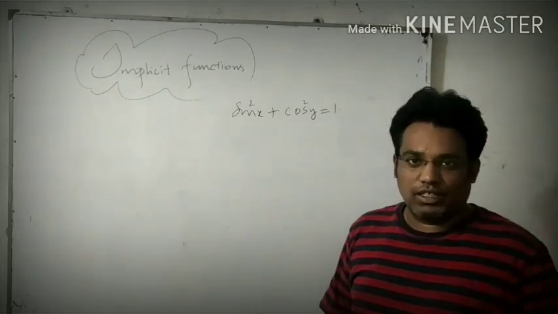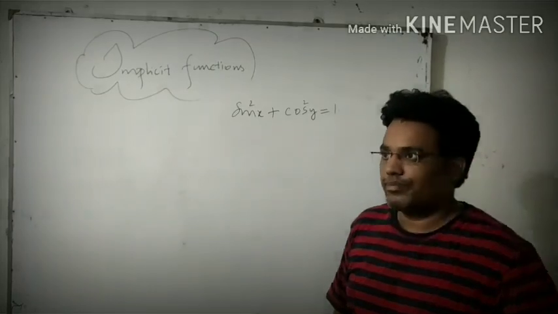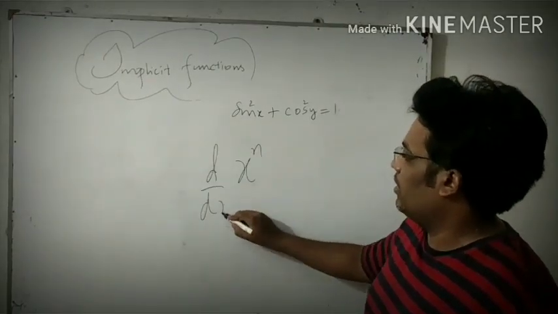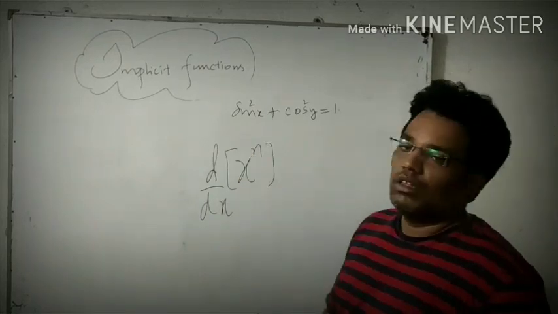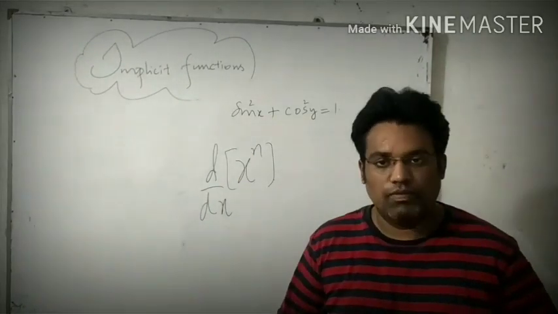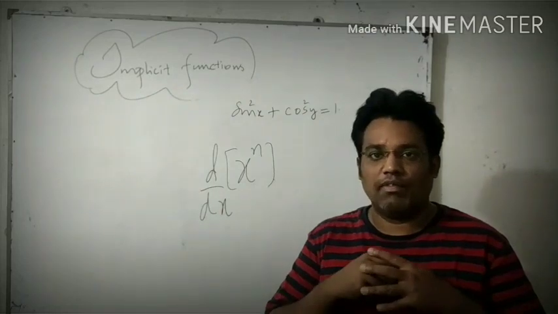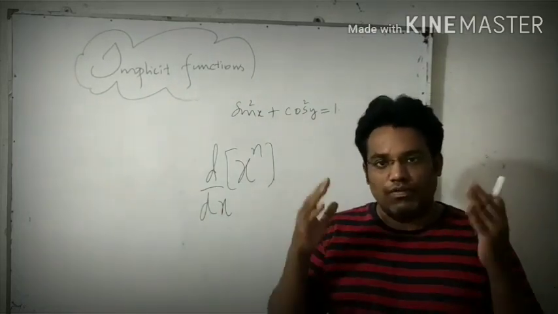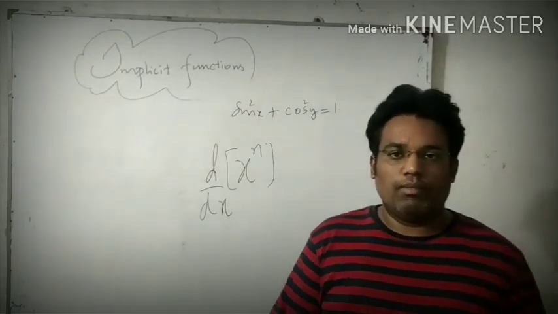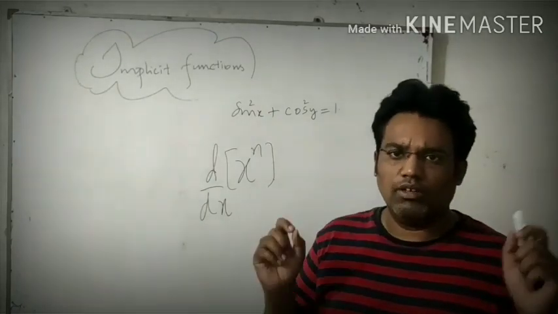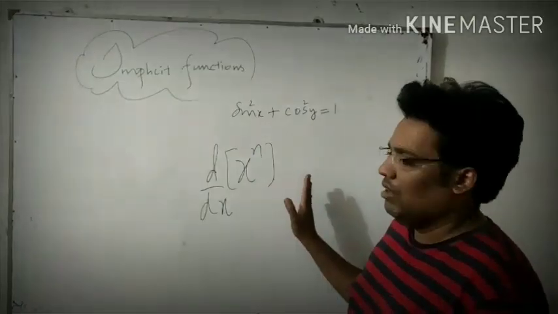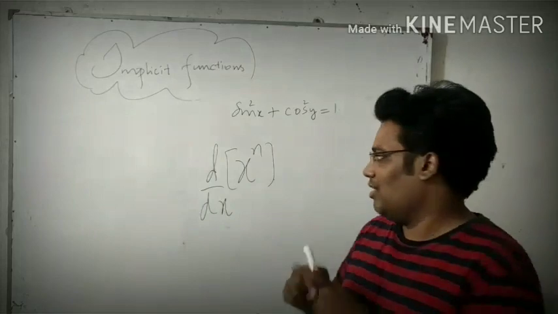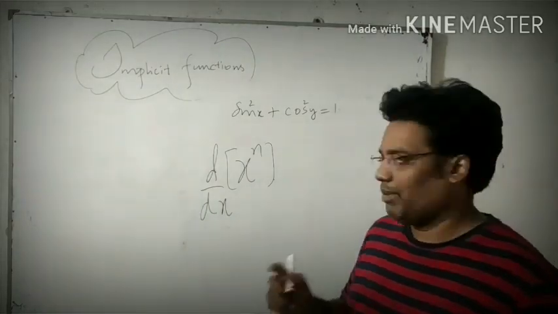In the previous video, I explained when to use the x power n formula. We have to use x power n whenever we have a function of the form x cube, x square, that is, a variable to the power of a constant. Whenever you find a variable to the power of a constant, you simply use x power n. That's it. Clear? I think I explained this in the previous video.